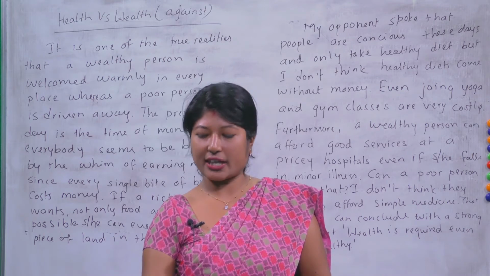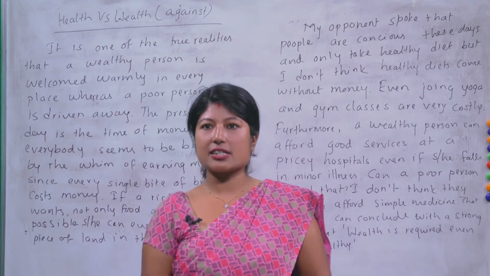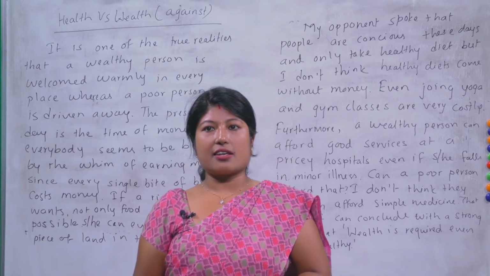So similarly, look here. For your convenience, I have made the list. Balance, you can say imbalance; mortal, immortal; literate, illiterate; educated, uneducated; satisfied, dissatisfied; normal, abnormal; original, unoriginal; qualify, disqualify; possible, impossible. There are some more words like done.